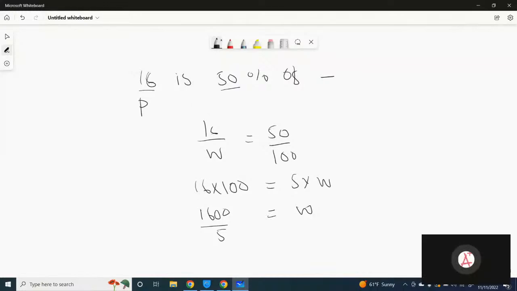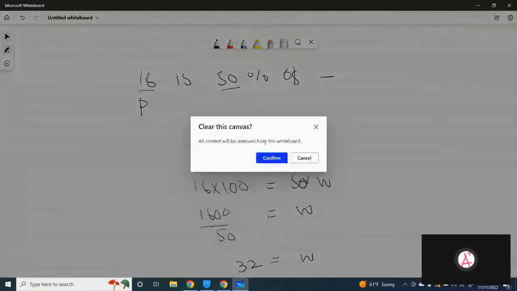Not 5, it is 50. So 1600 divided by 50 is 32. That means the number is 32. 50% of 32 is 16. Got it? Okay, let's move on to the next question.